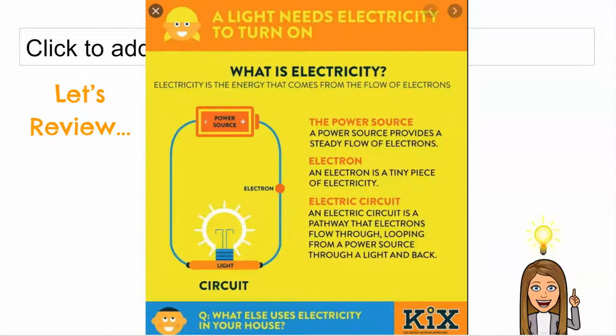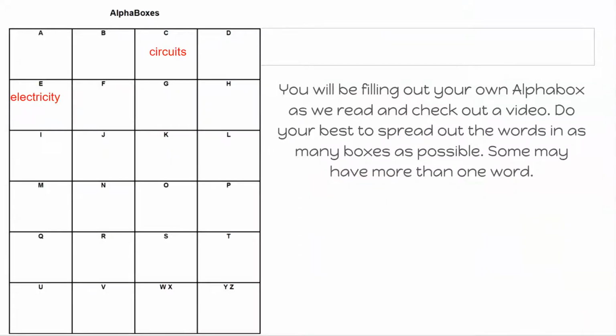So you can think and brainstorm about all the places in your house that use electricity. Today, you are going to create and fill out your own alpha boxes form as you read in our textbook about electricity and watch a quick video. I want you to do your best to spread out the words in as many boxes as possible. Some of those boxes may have more than one word, and that's okay. And some boxes like Z may not have any words.